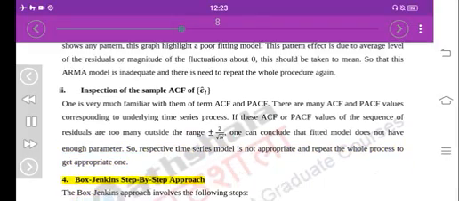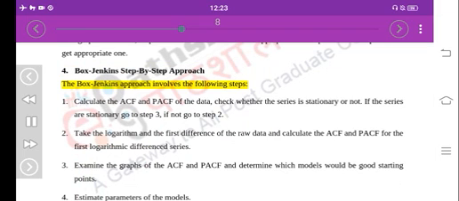4. Box-Jenkins step-by-step approach. The Box-Jenkins approach involves the following steps. 1. Calculate the ACF and PACF of the data, and check whether the series is stationary or not. If the series is stationary, go to step 3, if not, go to step 2. 2. Take the logarithm and the first difference of the raw data and calculate the ACF and PACF for the first logarithmic difference series. 3. Examine the graphs of the ACF and PACF and determine which models would be good starting points.